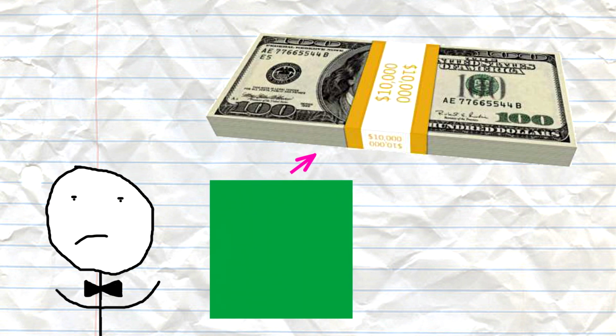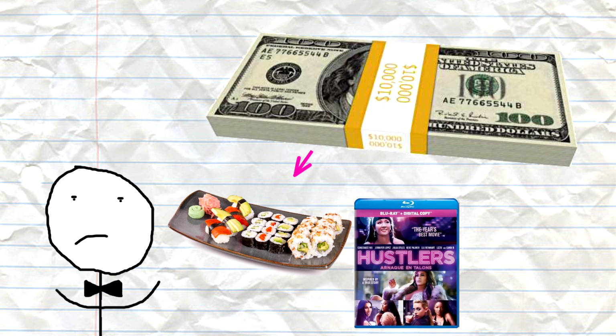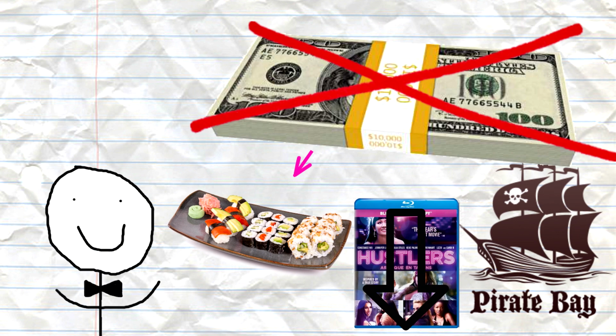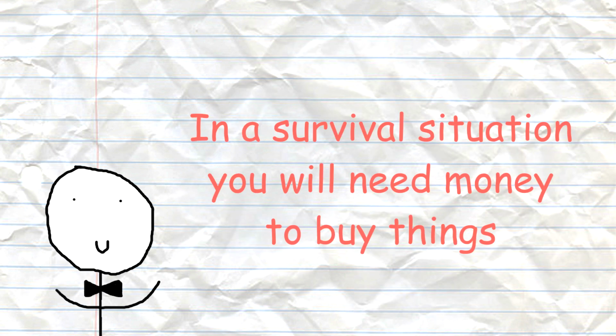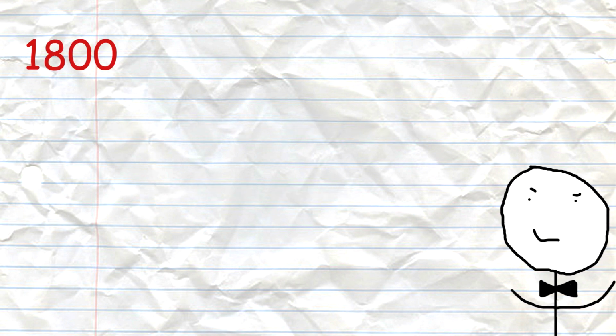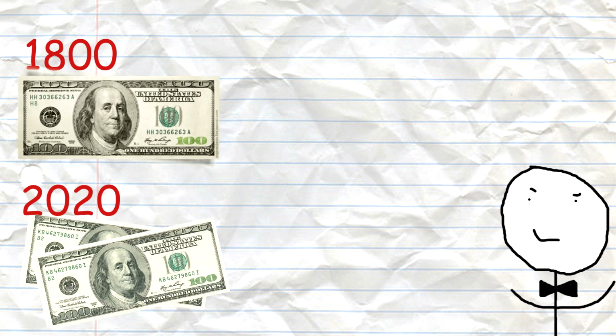It is made of a green paper-like material and can be used to purchase things like food, Blu-ray movies, or, if you're really intelligent, subscriptions to piracy websites where you can download Blu-ray movies without paying for them, aside from the amount that you paid for the website subscription, which in some cases is more than the amount of the Blu-ray movie itself. So, in a survival situation, you will want to be able to buy things. Also, money is actually worth more in the past than it is in the present. So, if you travel to, say, the year 1800 and you pull out a $100 bill, you will actually be able to buy $200 worth of things.